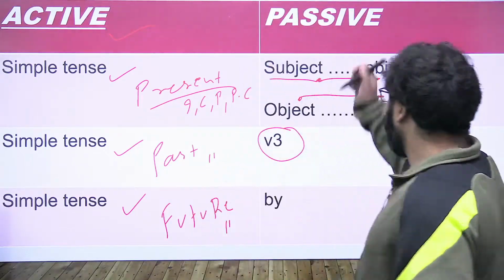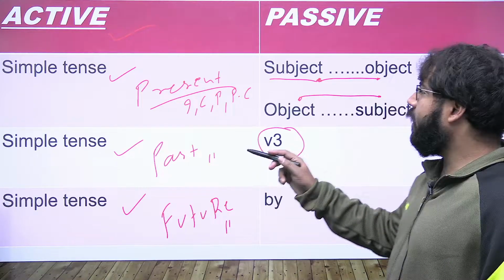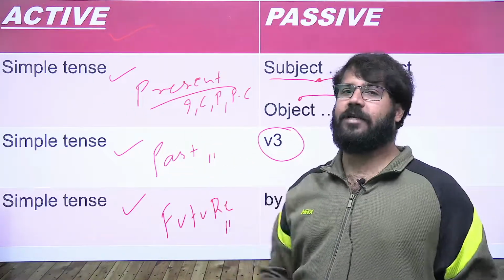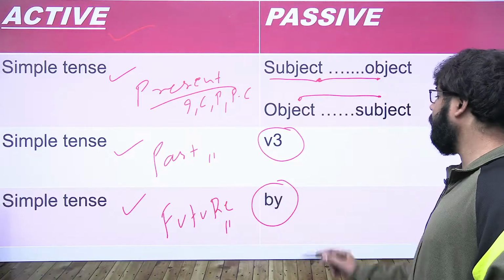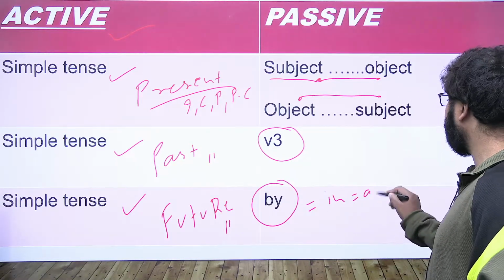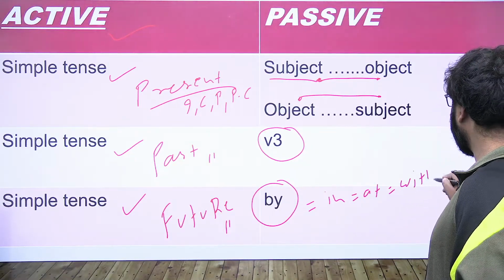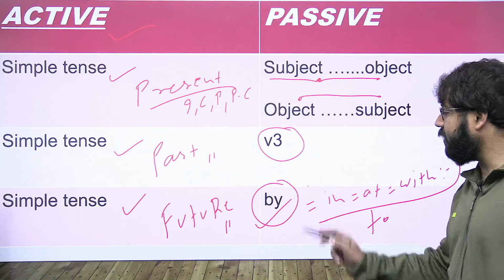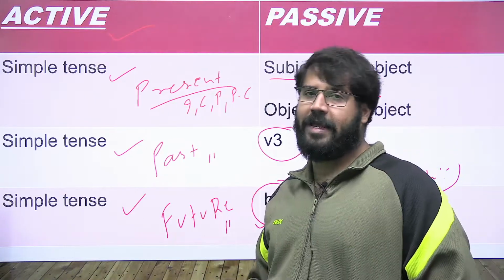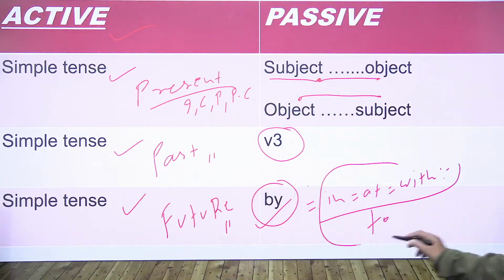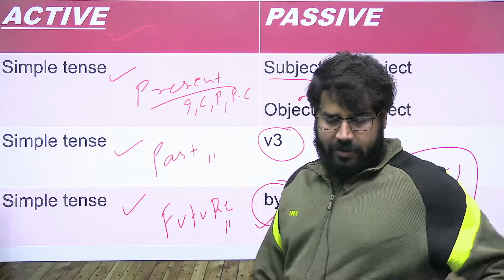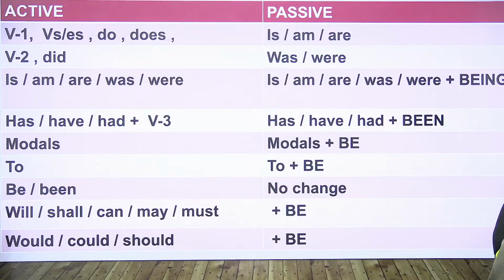After giving the importance to the object, the work is done by the subject. That's why we will use the word by. Sometimes we can use in and at also, or with can also be used. Sometimes we use to also, but 90% of the time we will have to use by, and I will tell you the conditions in which this can be used. So let's go ahead and do some examples also.